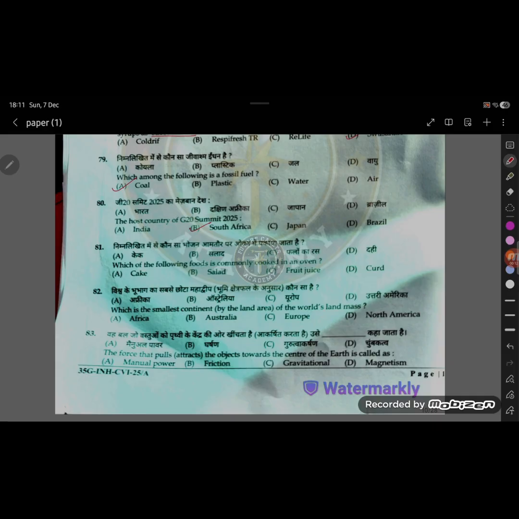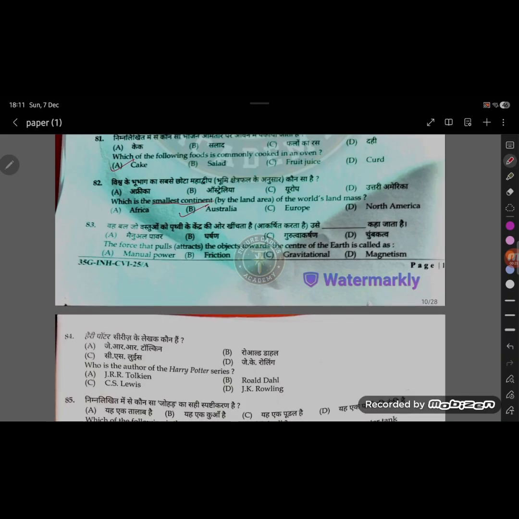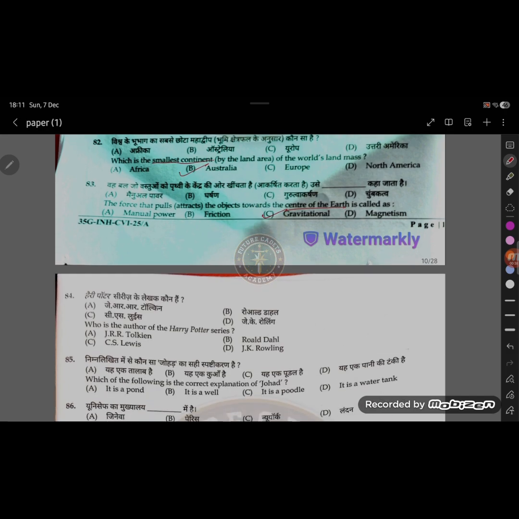Question number 81 is about food that is cooked in an oven. We all know this, the very obvious cake is cooked in an oven. We all enjoy it. Then coming to the smallest continent, it is Australia, the smallest continent by area. Now about the force that pulls towards the center of the earth. A force that is exerted by the earth is gravitation, and the attracting force is gravitation.